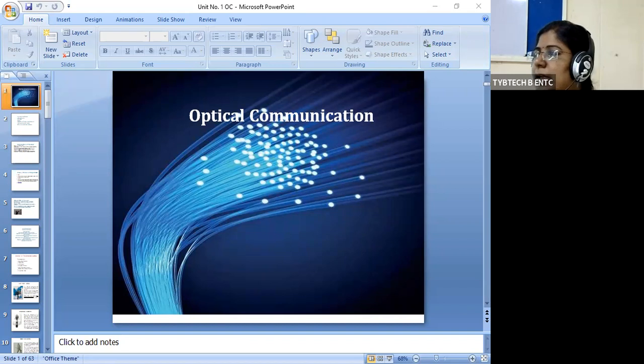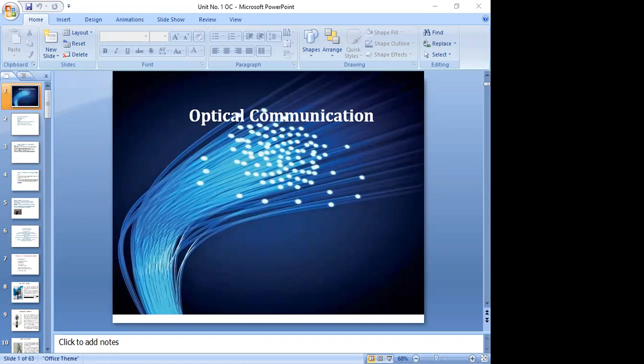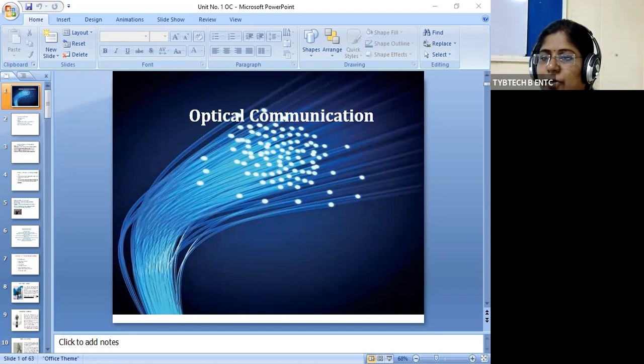Third, optical sources. In that we have to see two sources, laser and LED. A source converts the electrical signal into the form of light. Then optical detectors, that is the fourth chapter. That covers 3 types of optical detectors: photodiodes, PN, PIN, avalanche photodiode, and the last one is the phototransistor. Then optical network is chapter number 5, and the 6th is the optical fiber communication system.